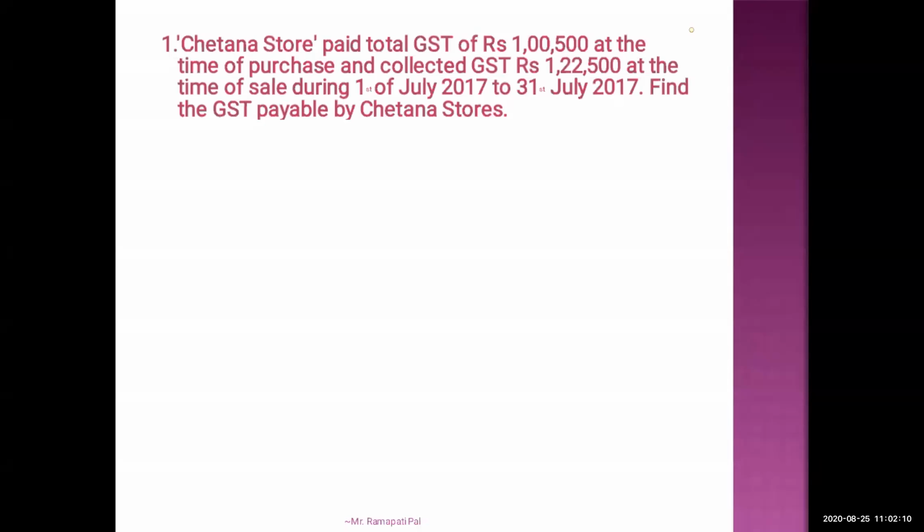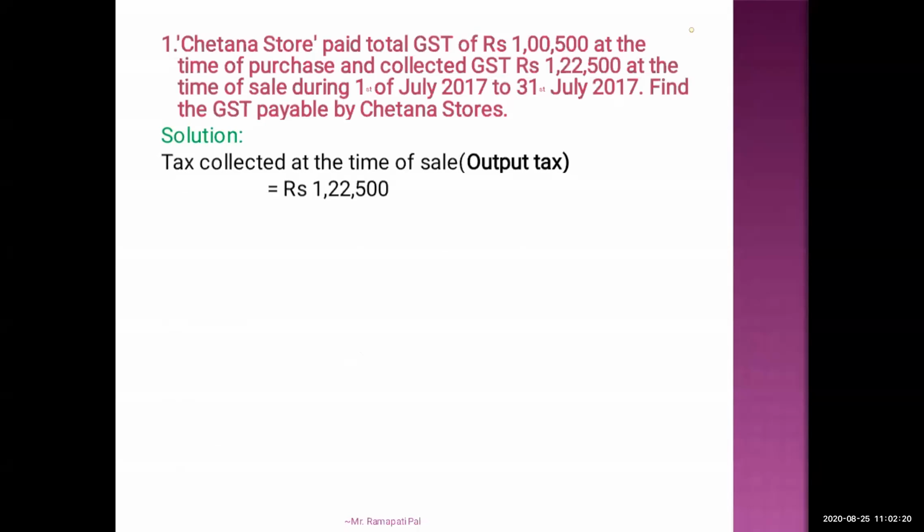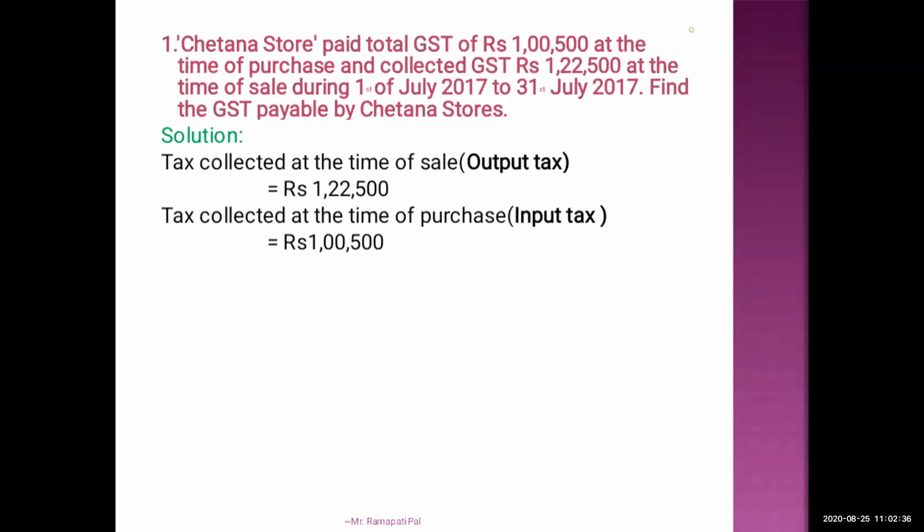So you are ready? Then come with me. Tax collected at the time of sale, that we call output tax. So output tax is equal to 1,22,500. Let's see what is tax collected at the time of purchase, that is input tax. So the input tax is rupees 1,500. Is it clear?